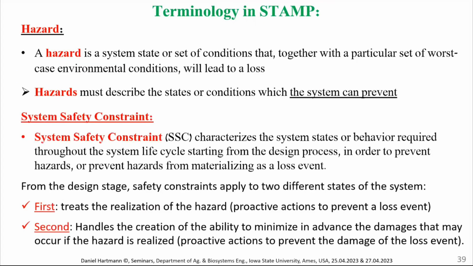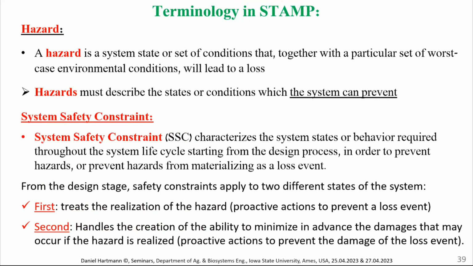Or if we construct an airplane which flies at 30 kilometers high in the atmosphere and the pressure is very high, we cannot prevent the pressure of the atmosphere, but we can build the airplane in such a way that it will be able to stand the pressure, yes? So only if we can prevent them, we will define them as hazards. And based on the hazard, we have a new definition for system safety constraint. System safety constraint characterizes the system states or behavior required throughout the system life cycle, starting from the design process, in order to prevent hazards from materializing as a loss event.